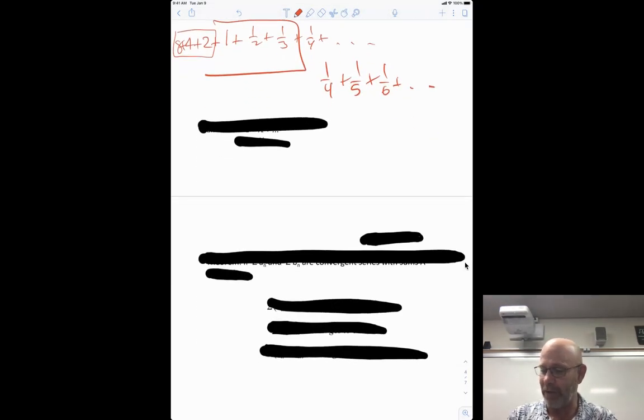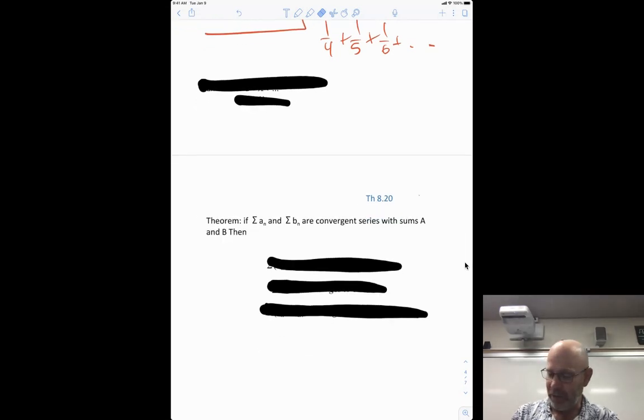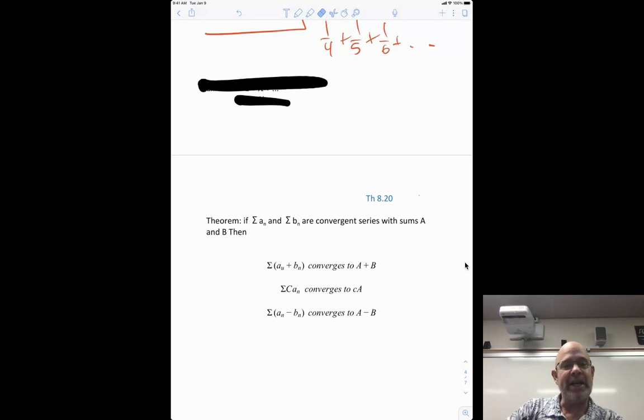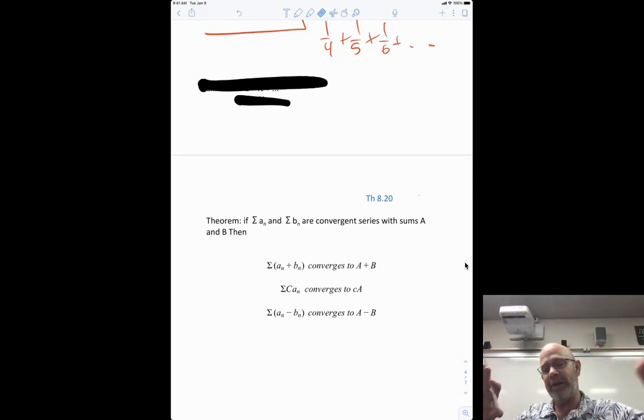So we're going to bump down to this one now, which is theorem 8.2. This is pretty straightforward. It says if a sub n and b sub n are convergent series with sums a and b, then a sub n plus b sub n converges to a plus b, c times a sub n converges to c times a, and a sub n minus b sub n converges to a minus b. I'm going to let you just look at that. I'm not going to say much. It should be pretty obvious. But basically, if I have two things that are added together, I can find the limit of each one and add them together. Or let's say we do this.